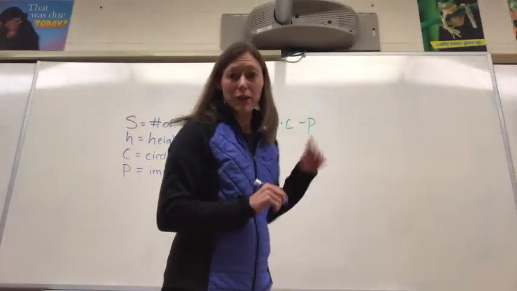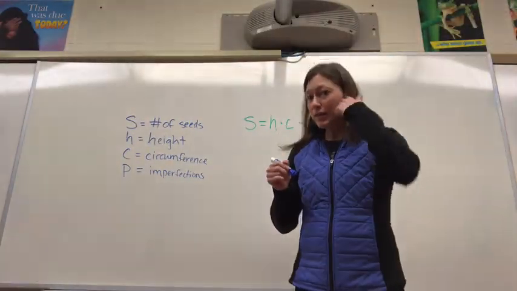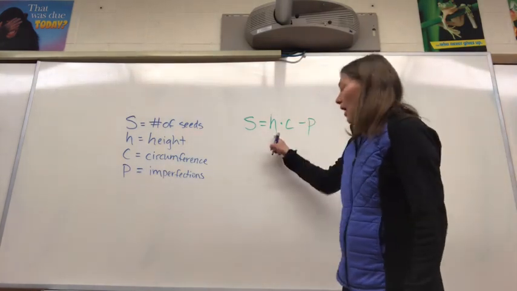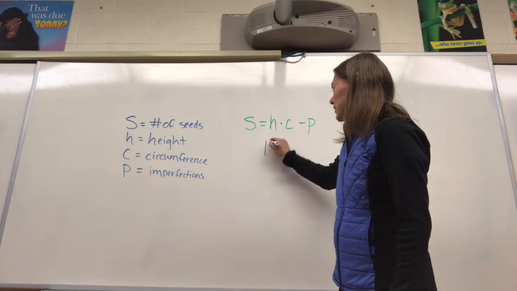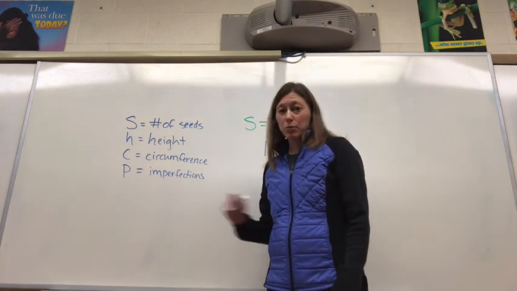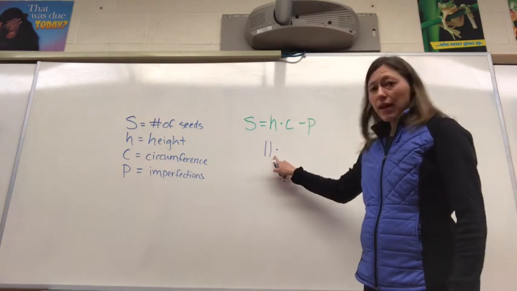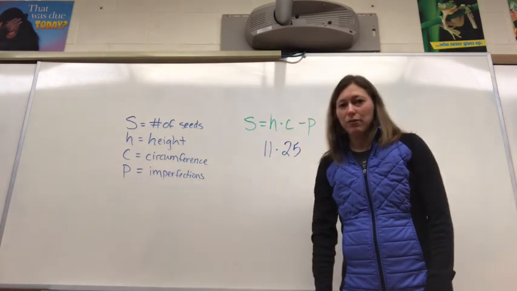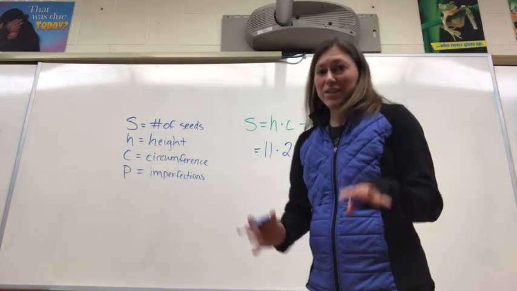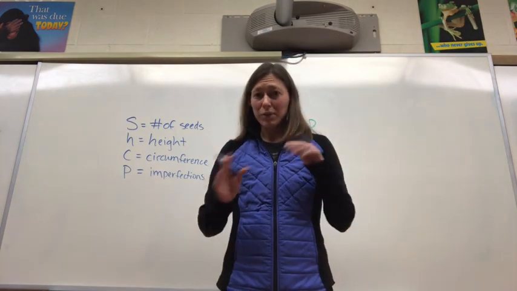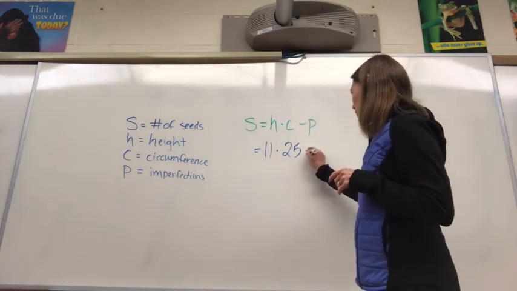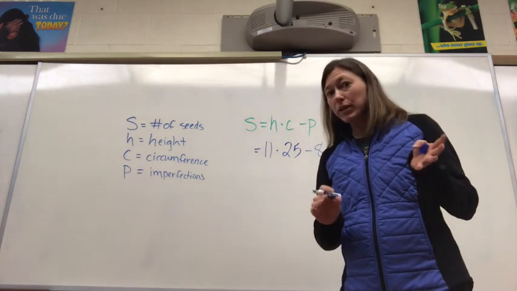All right, so let's figure it out. I did measure my pumpkin and I noticed that the height was 11 inches. Both of these values will be in inches. The height was 11, the circumference was 25, and there were 8 imperfections. They were tiny little holes or little scratches that you could barely notice. They're still imperfections, so we have to count them because it's part of the formula, right?